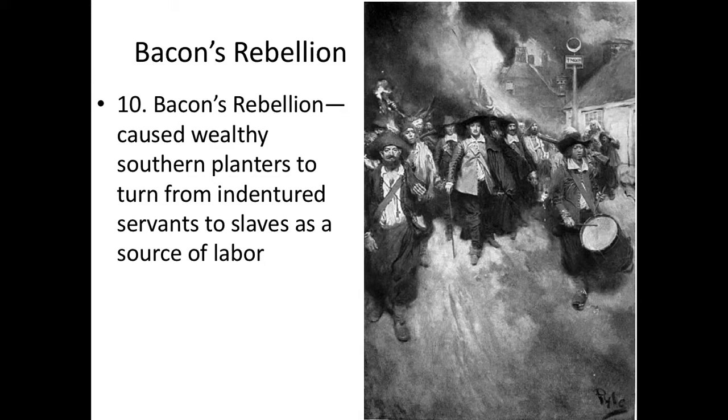So Bacon's Rebellion is when a group of indentured servants, led by a guy named Nathaniel Bacon, eventually got fed up with their indentured servitude conditions, and they rebelled. They're going to burn Jamestown to the ground out of their frustration, and it was because they were not getting the land.